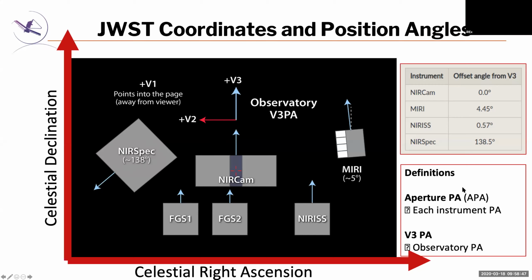So in terms of definitions that will be used later in the APT, you have the aperture position angle, which is each instrument's position angle, and you have the V3PA, which is the observatory position angle. And you can use either one as constraints if you want to constrain your position angle for your observations.